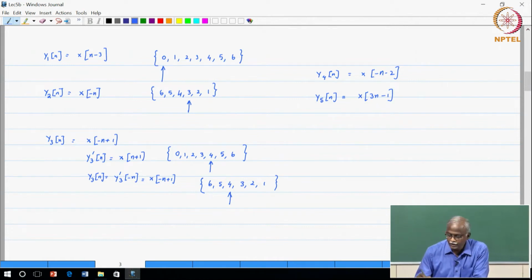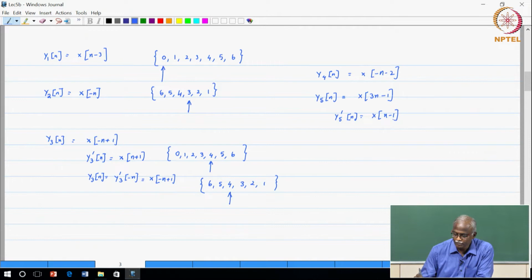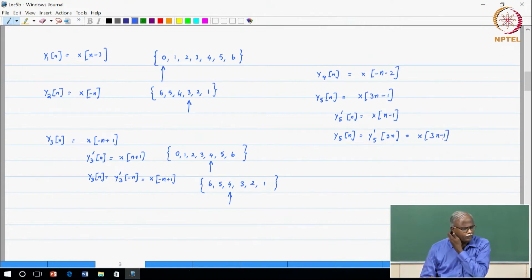And the way to do it would be to define an intermediate sequence which gives you the shift x of n minus 1, and then you can get y5 of n with a time scaling of y5 prime of n, y5 prime of 3n, which will come out to be x of 3n minus 1. It turns out that if you do one operation per step, it is much easier for us to keep track. So, x of n minus 1, I am assuming you know how to generate.